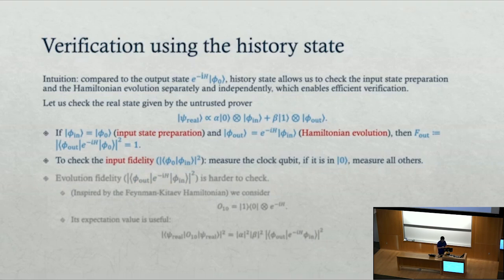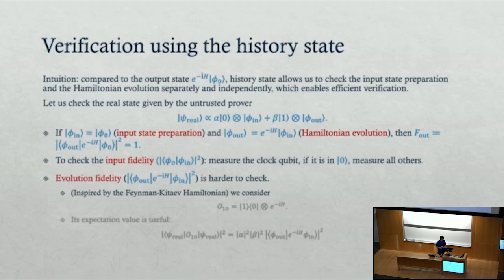So first we check the input fidelity, which is quite easy. You just measure the first qubit in the standard basis. If you get 0, you just measure all system qubits in their corresponding basis of the initial state, and this will give you the fidelity of the input state preparation. For the evolution fidelity, this is actually the hard part.